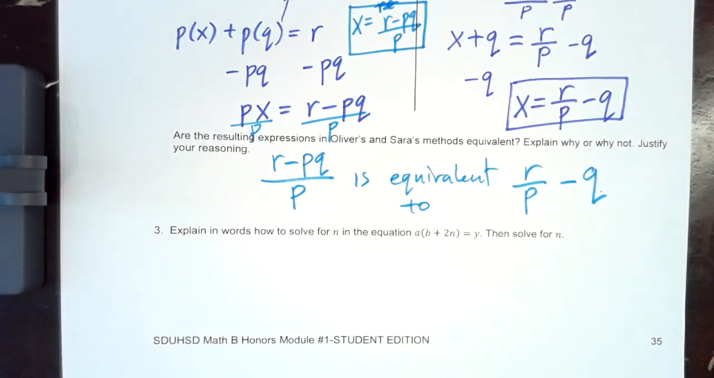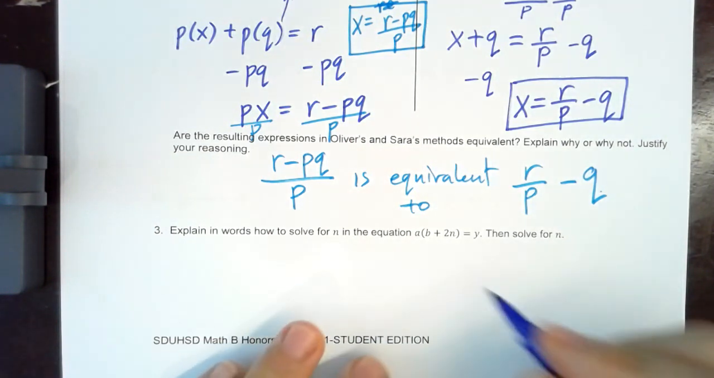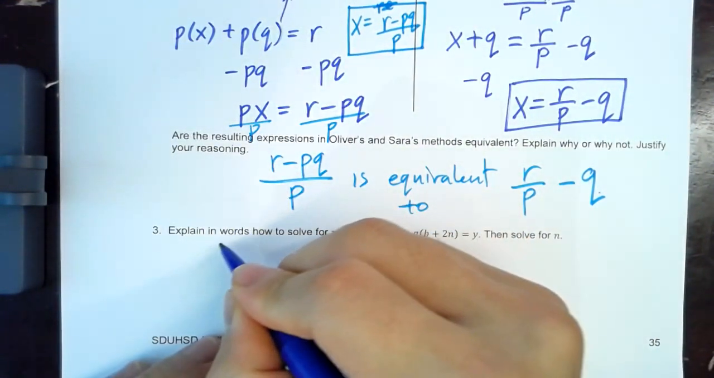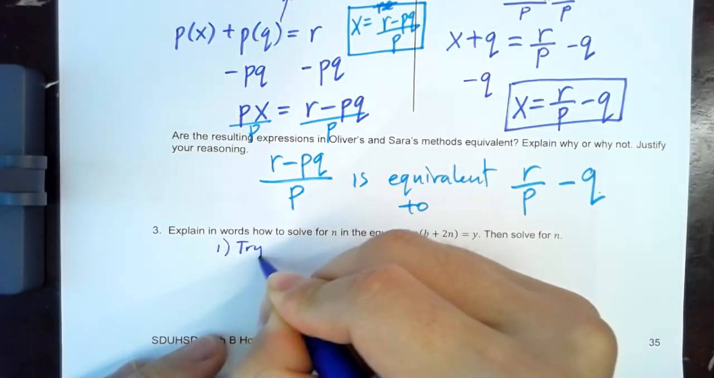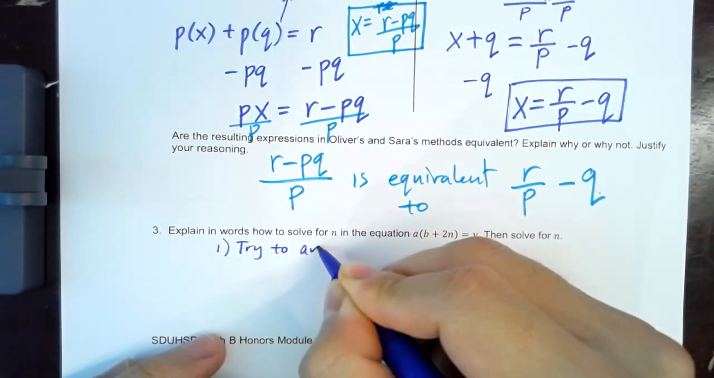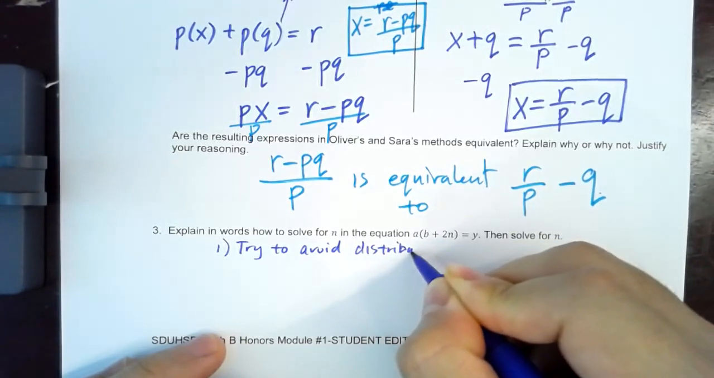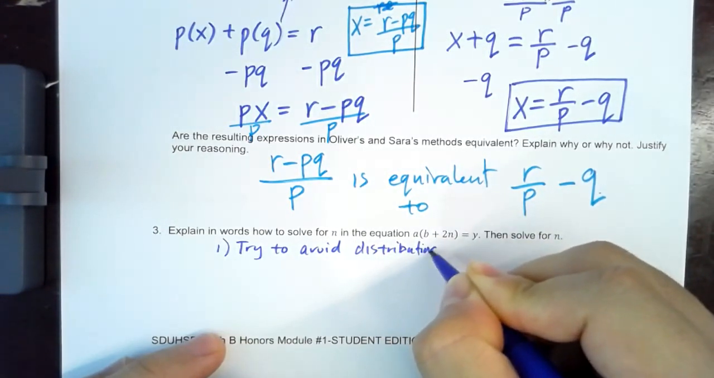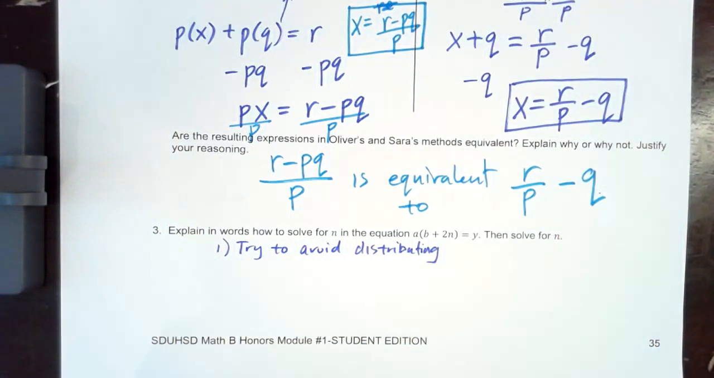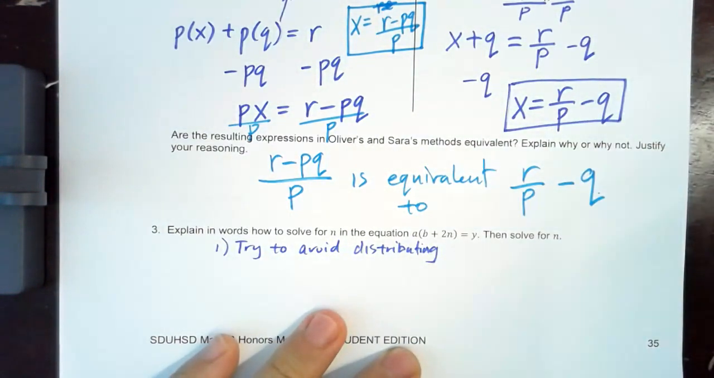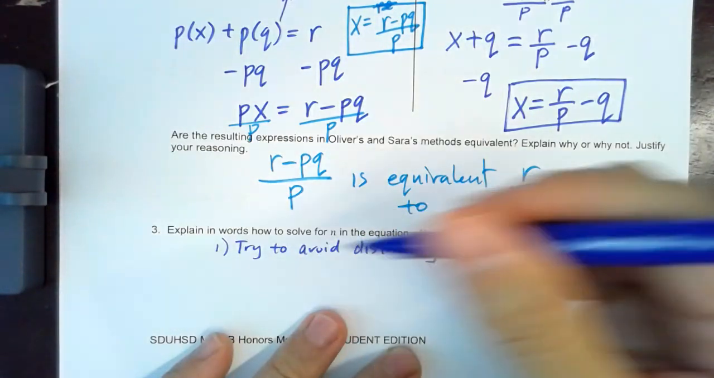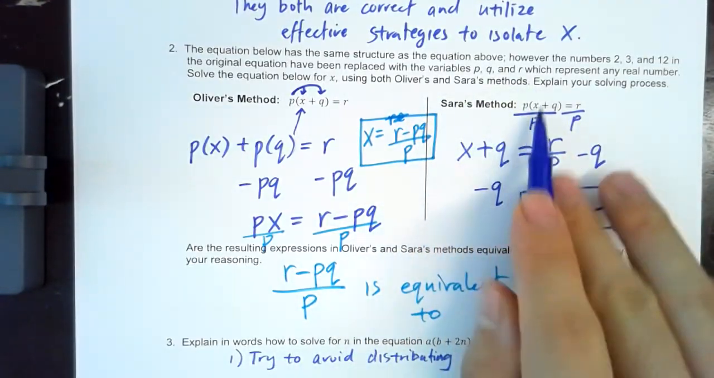Okay. So if there's one recommendation for me, I would say try to avoid distributing, right? Try to avoid distributing actually, because distributing can make your steps a little bit messier and more complicated than if you just were to divide, right? So my tip would be to try to avoid distributing and basically try to utilize Sarah's method.